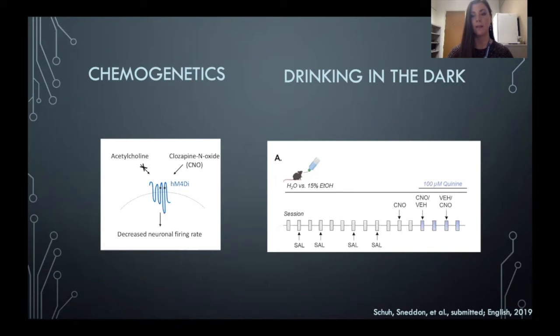Then on session 11, they were given a CNO injection to investigate the contributions of inhibiting these regions on baseline ethanol drinking. And then we tested aversion-resistant intake on sessions 13 through 16 in purple, where we added quinine, a bitter tastant, to the ethanol solution, and we gave a CNO or a vehicle injection in a crossover design on sessions 13 and 15.